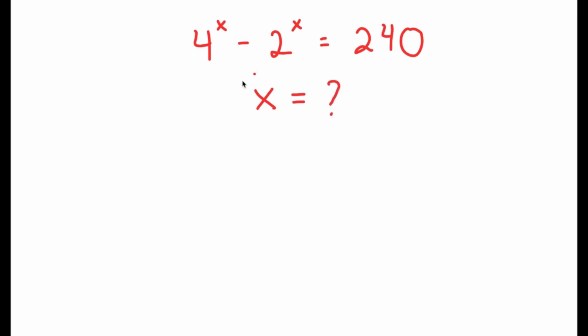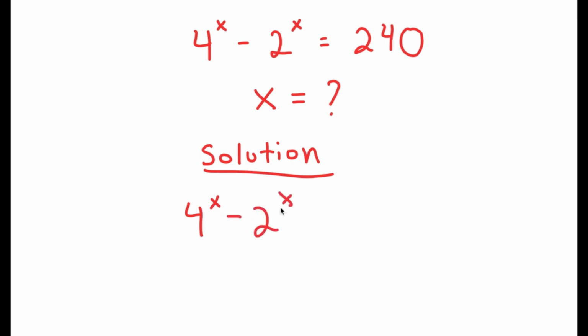Alright, so in this video, I'm going to solve the equation 4 to the power of x minus 2 to the power of x is equal to 240. My only variable in this equation is x, so that's what I'm going to be solving for. And now for my solution. I'm going to first start with my equation. 4 to the power of x minus 2 to the power of x is equal to 240.